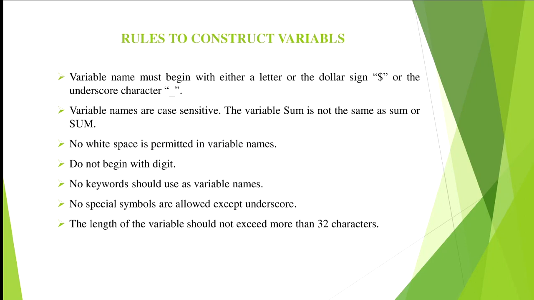No special symbols are allowed except underscore. Means you can use the underscore only. The length of a variable should not exceed 32 characters. Means in a variable name you can use up to 32 characters.